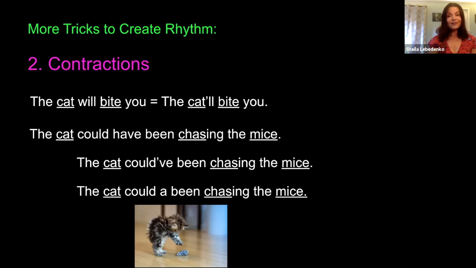But it's only going to work if you connect all the words together in one breath of air. If you say, "the cat could... have... been," oh, that would not be good. It has to be "could have been" in one exhalation.